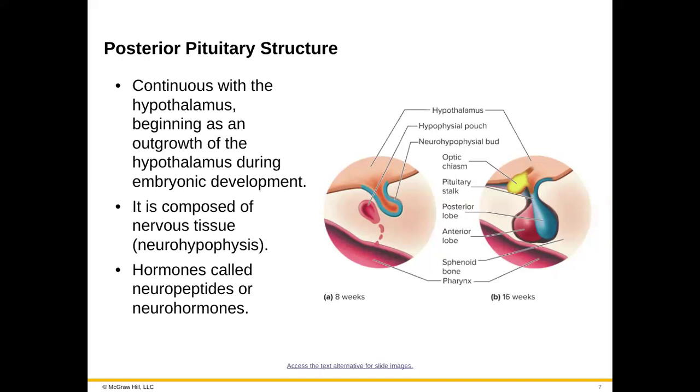In the image to the right, you can see the embryological development of the posterior pituitary. So you can see up here we have the hypothalamus. And what you'll see is that there's a little bud, neurohypophyseal bud, they call it, that is going to end up forming the posterior pituitary, which is why we call it the neurohypophysis.